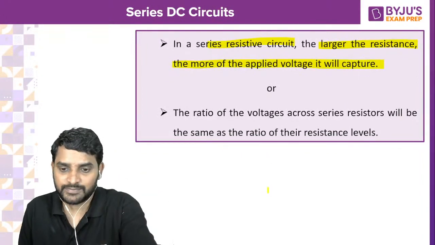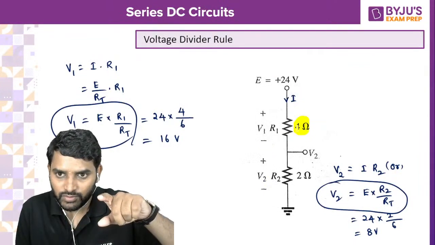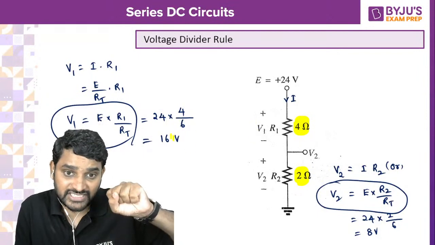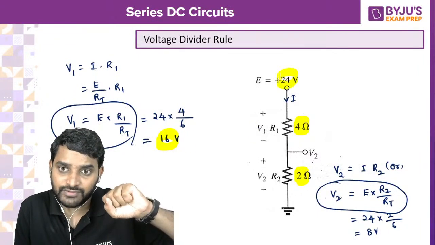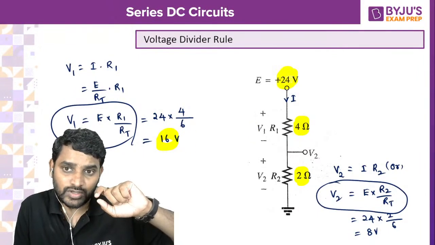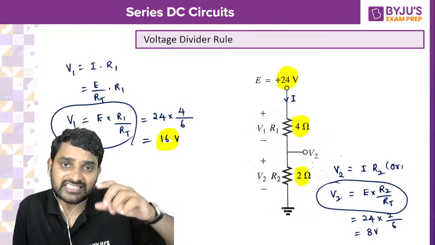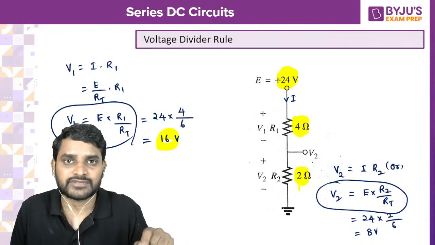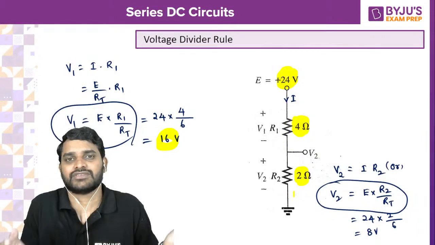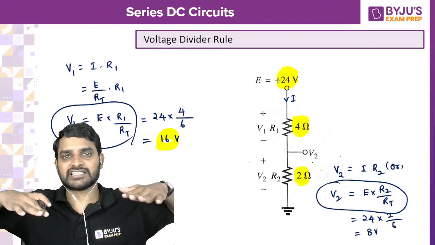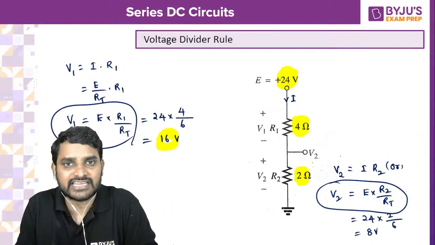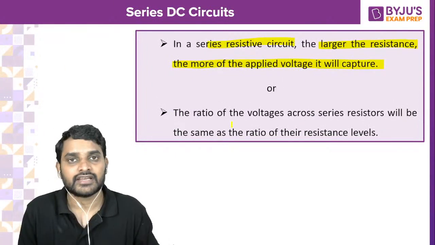You see in the previous one, here is my 4 ohms and here is my 2 ohms. 4 ohms has captured 16 volts of voltage drop out of 24 volts, the supply voltage. The highest resistance is going to capture the highest voltage. The least resistance is going to capture the least voltage. According to their ratios, if the resistance value is more, it can capture more voltage. If the resistance value is less, it can capture less voltage. So that is a point you need to understand.